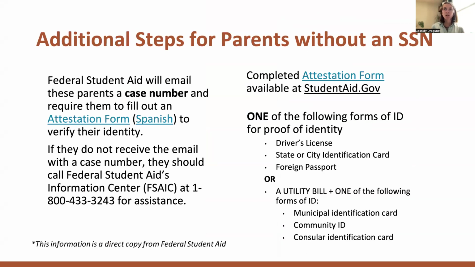This process is one that happens through the Federal Student Aid Information Center. For additional assistance, folks should reach out to them directly. Essentially, the contributor will be assigned a case number. They'll be required to fill out an attestation form and then provide some of the proof of IDs that are listed on this page before their account and identity can be verified to continue with the FAFSA.